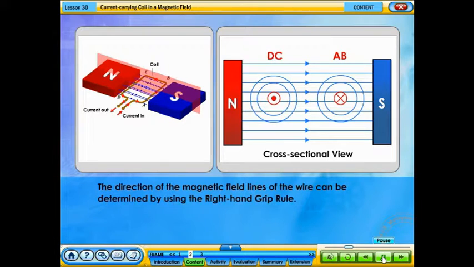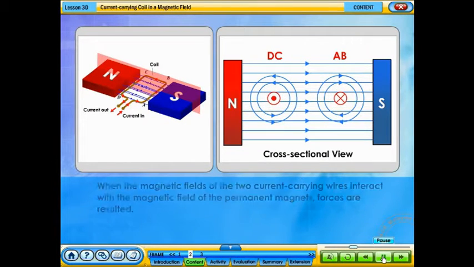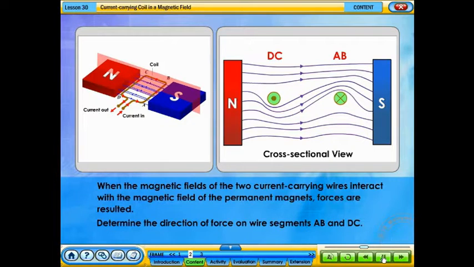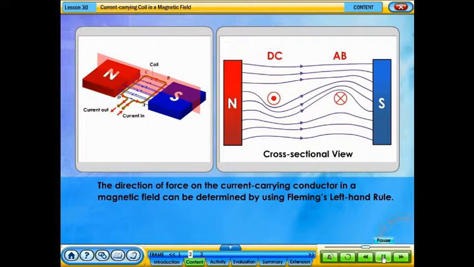The direction of the magnetic field lines of the wire can be determined by using the right-hand grip rule. When the magnetic fields of the two current-carrying wires interact with the magnetic field, forces result. Determine the direction of force on wire segments AB and DC. The direction of force on the current-carrying conductor in a magnetic field can be determined by using Fleming's left-hand rule.